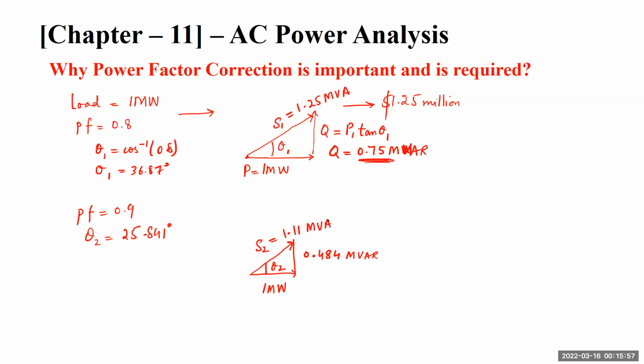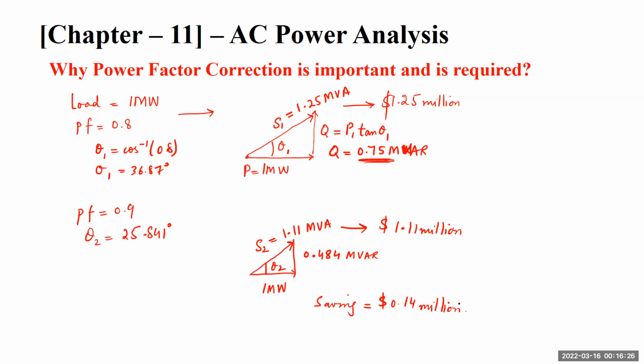MVA. So what we have seen here is that if this 1.25 or 1 MVA costs $1 million, then this will cost me around $1.1 million. So savings will be, from 1.25, it will be around $0.14 million.